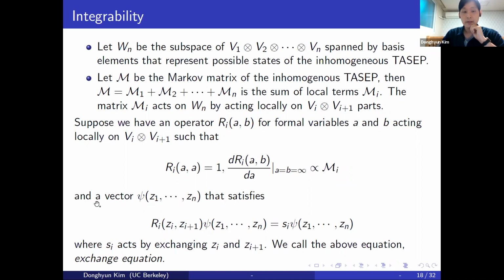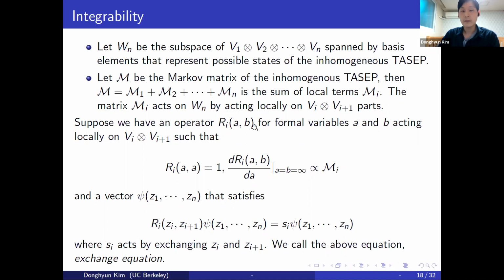And he also assumes a vector psi of z. So this vector is indexed by a basis of W_n, so this is a length n factorial vector. And if that vector satisfies this equation, so acting with R_i on psi is the same as swapping variables z_i and z_{i+1}, we call this an exchange equation.